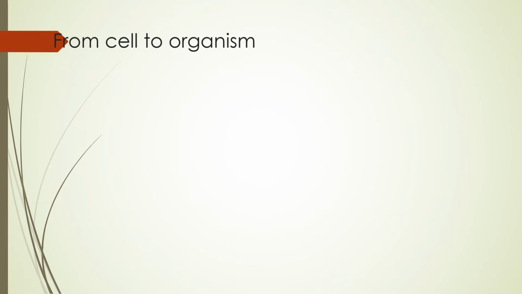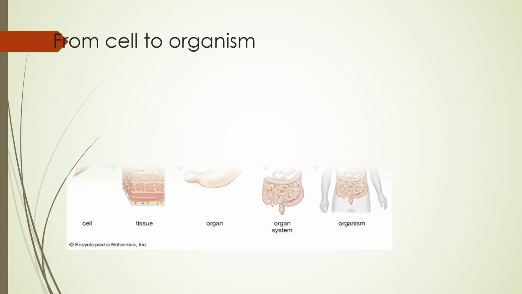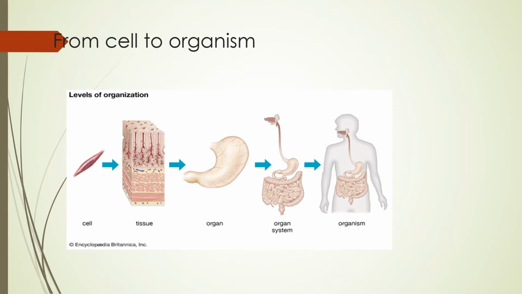Levels of organization from cell to organism. In multicellular organisms, cells represent the lowest level of organization. A group of similar cells performing a specific function joins together to form a tissue. Similar tissues join together to form an organ. All the organs that work together to perform a specific life function form an organ system. The various organ systems make up the living organism.